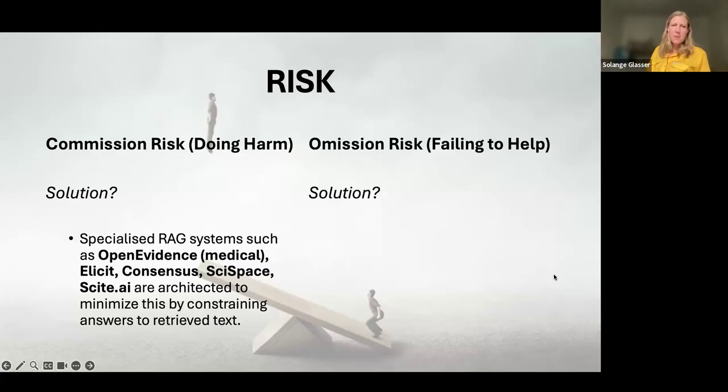Thanks, Santhi. So what these systems do is they're architected to minimize our commission risk by constraining answers to the retrieved text that we've imported. And we're going to have a little bit more of a look at this more closely in a second.